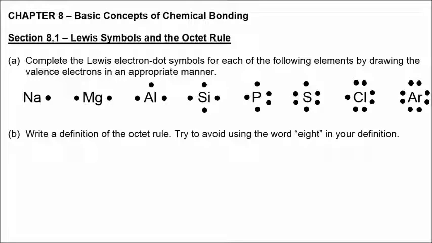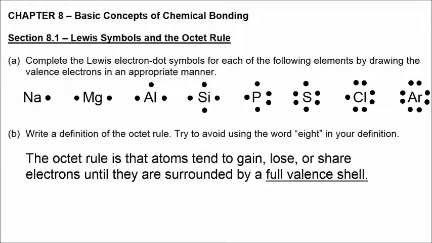The definition of the octet rule, to avoid using the word 8, is that atoms generally tend to gain or lose or share electrons until they are surrounded by a full valence shell.